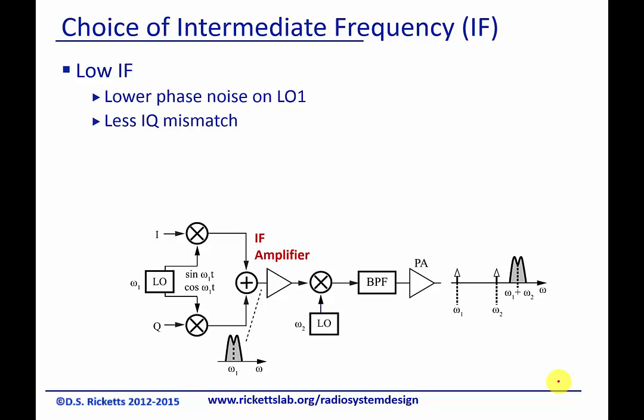And so if we make the IF low, we have some benefit: these components are easier to make. There's less mismatch between the phases, between the I and the Q, and so basically it's just easier to implement. So a low omega 1 would really help us in making this low frequency section in an actual radio.